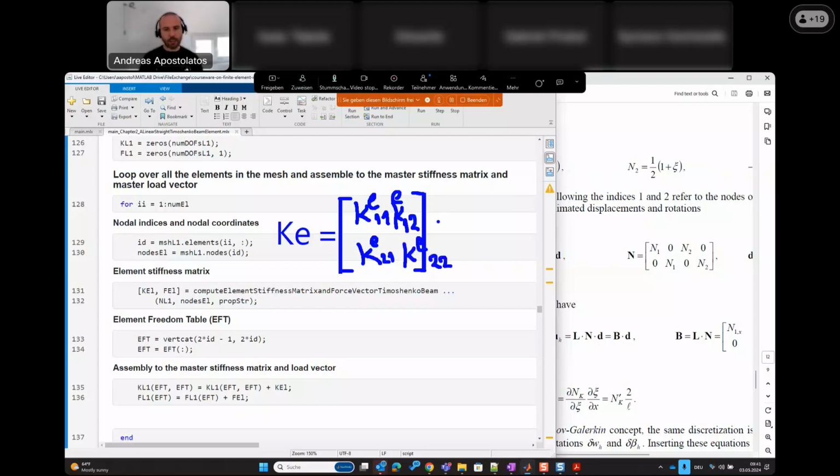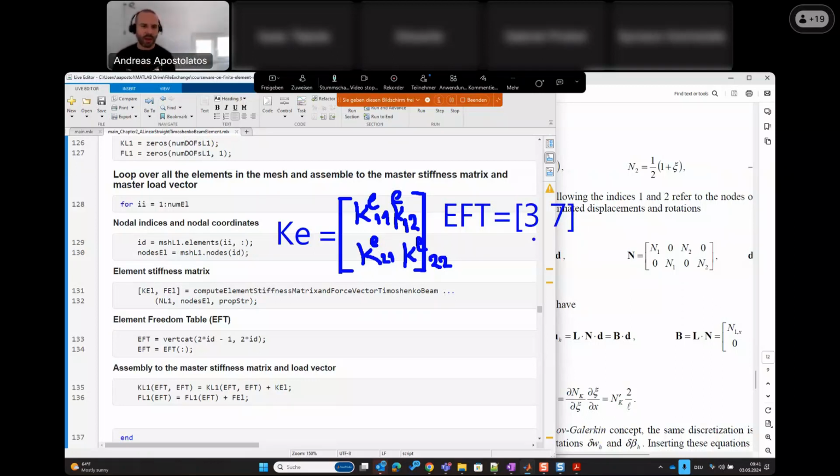And let's say that we have now an element freedom table here, which is equal to, let me think, 3, 7 or something. Can somebody please unmute themselves and tell me what does that actually mean?